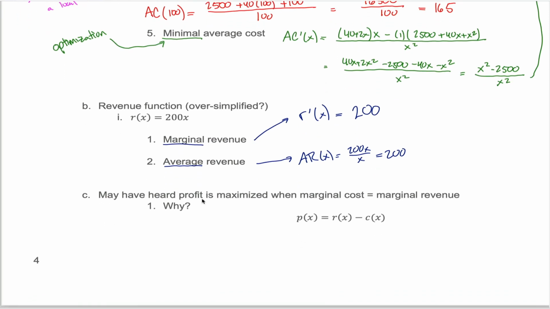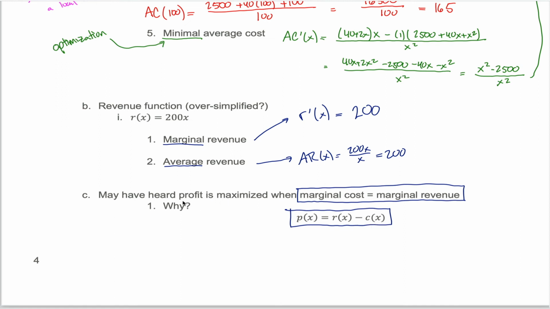You may have heard that profit is maximized when marginal cost equals marginal revenue. This is a phrase that gets thrown around a lot in business classes. Why do you want marginal cost to equal marginal revenue? The answer is because profit is just revenue minus cost, right? The amount that you profit is what you bring in minus what you spend.